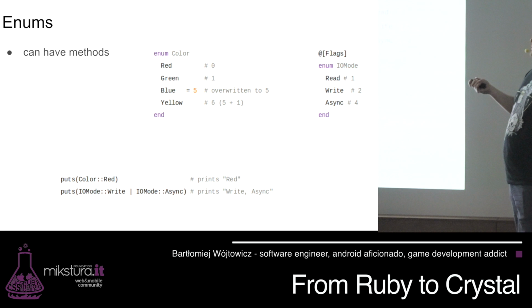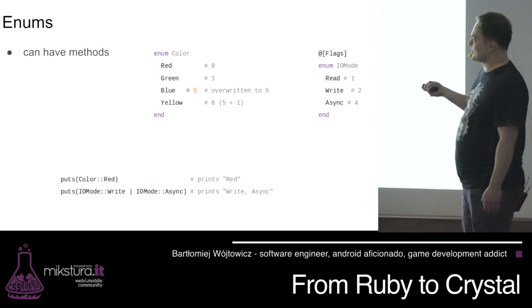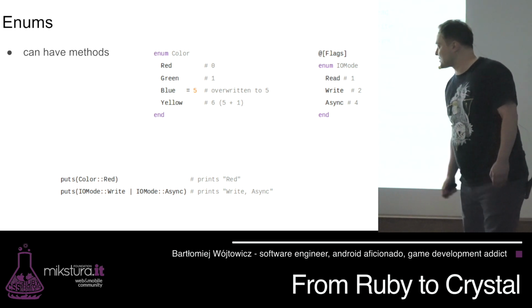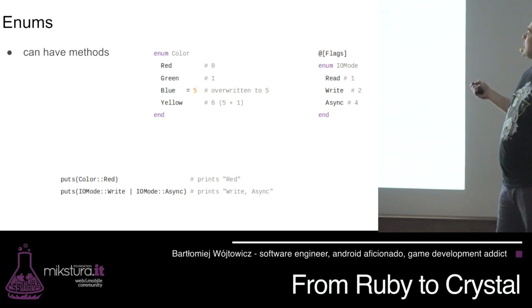Okay, so every enum by default starts from 0 and goes up by 1. You can change that if you want. And there is also a specific attribute. These are called annotations in Crystal, that you can use to change how this is enumerated. So this will be in powers of 2, so you can combine the flags like here.